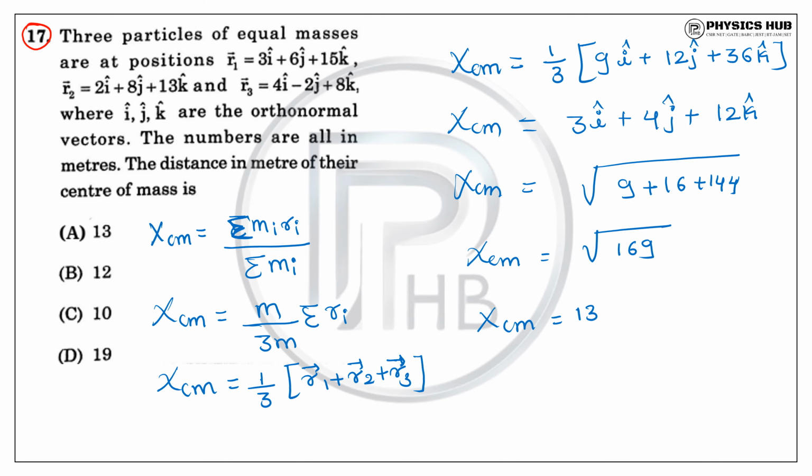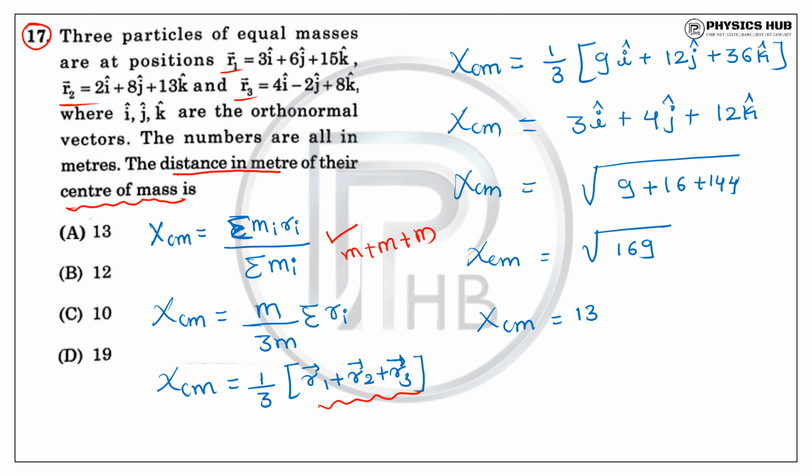Next question. Three particles of equal masses are at positions R1, R2 and R3, where i, j, k are orthonormal vectors. The numbers are all in meters. Find the distance in meters of their center of mass. So here we have to find the center of mass. This is the center of mass formula: X_CM is equal to summation of m_i into r_i divided by summation of m_i. So X_CM is equal to m divided by 3m because all the masses are equal. The summation of masses is m plus m plus m because there are three particles, so 3m, into summation of r_i. r_i are the position vectors, that is R1 plus R2 plus R3.